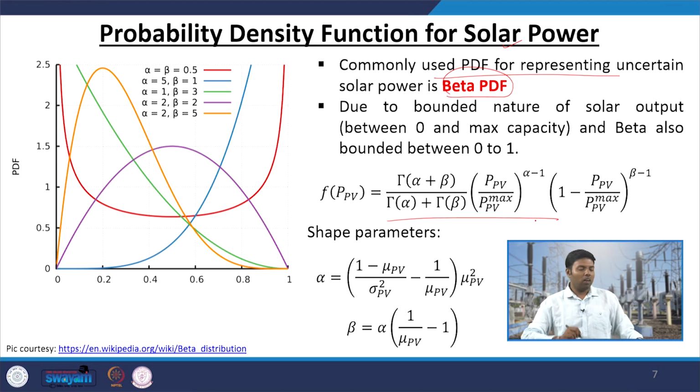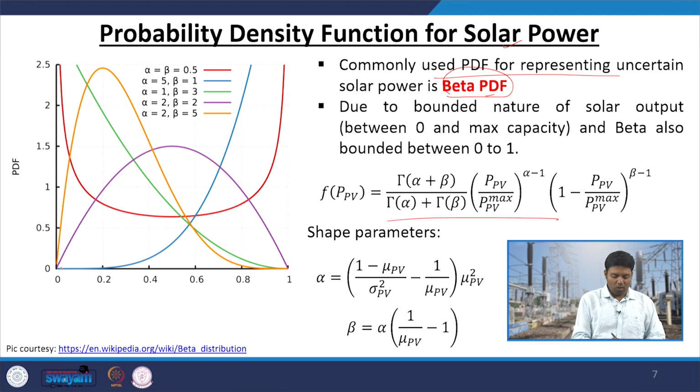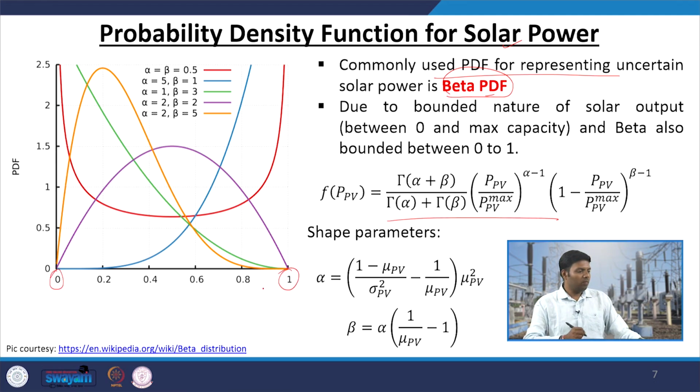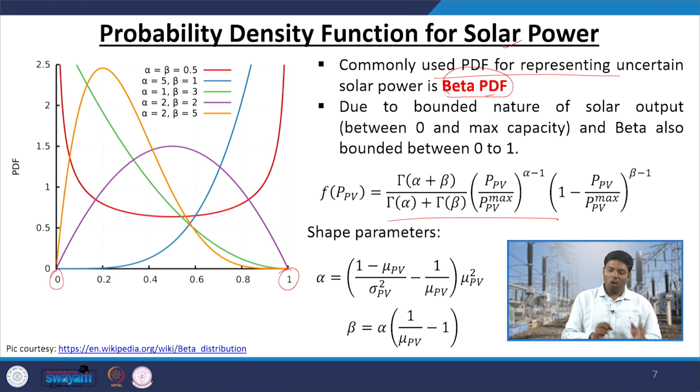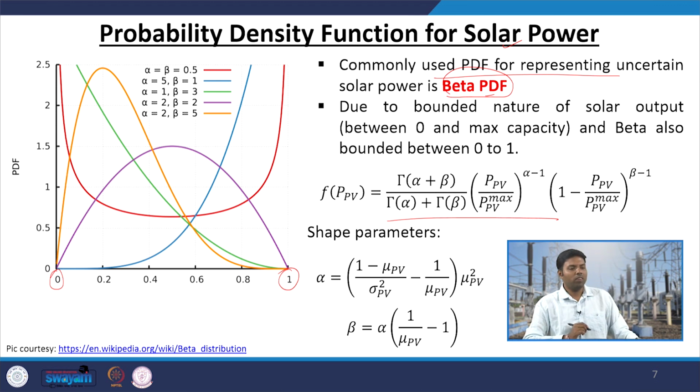Now, why beta? Because the beta probability distribution function says that it can go from a minimum value of 0 to a maximum value of 1. A value lesser than 0 is not possible, and a value greater than 1 is also not possible. The same pattern we will see for solar power generation as well. The value of solar power generation is either 0 or it can be at the maximum value.